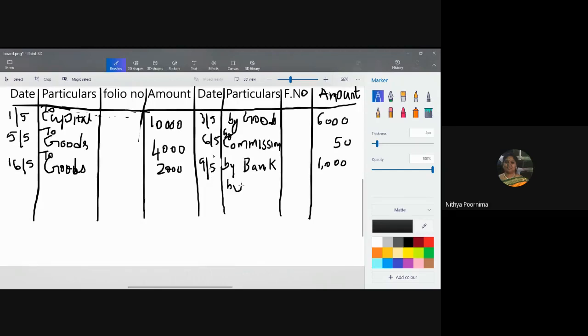He is receiving a cash of how much? 300. That is on which date? That is on 12th. Next, what is the transaction? 14th, ma'am. 14th May. What is the transaction?